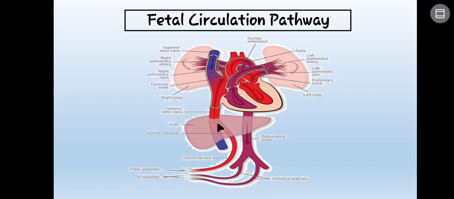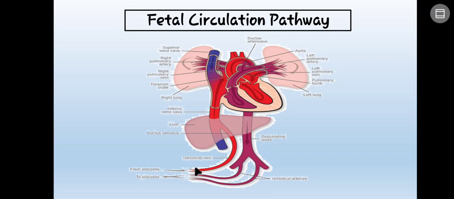Okay, but then the fetus liver is not well developed, and so there is no need. The blood that is coming contains oxygen and nutrients, and that blood has already gone through the mother's hepatic circulation. Okay, good. So there is no need for the blood to go through the liver of the fetus, so there should be a bypass.